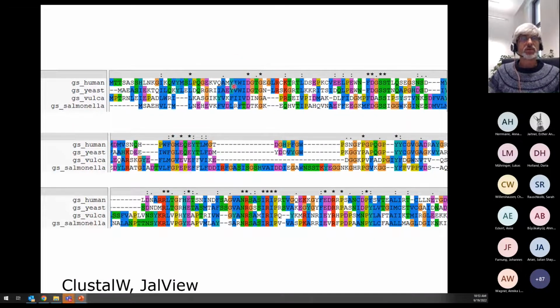And if you use some colorings, you can see, for example, the insertion. You can compare the 4 sequences, but it could be many more. Actually, it could be thousands of sequences.